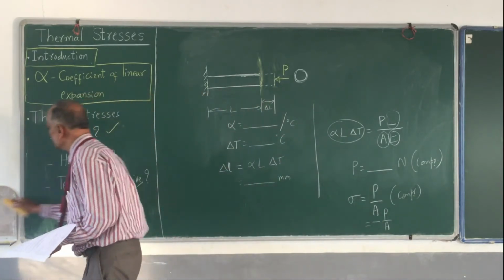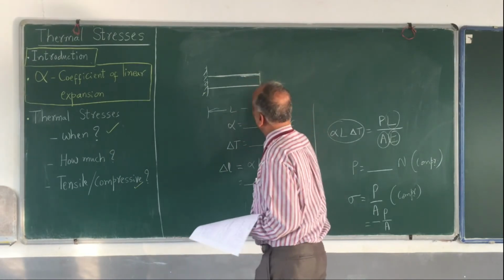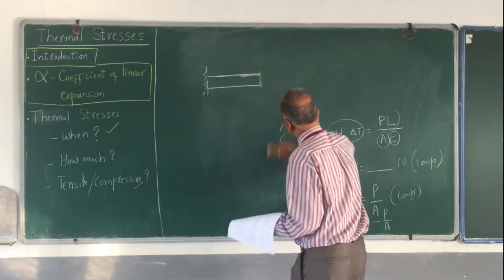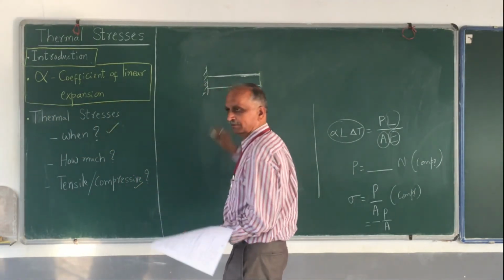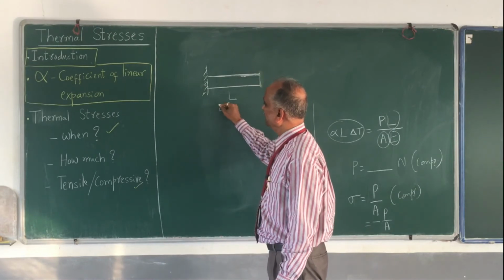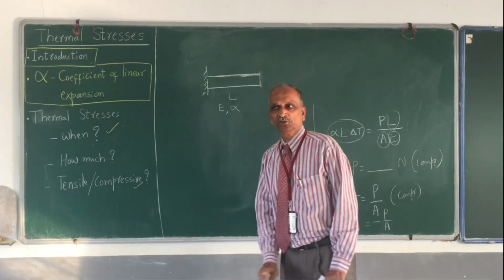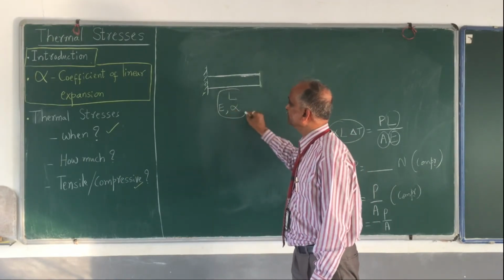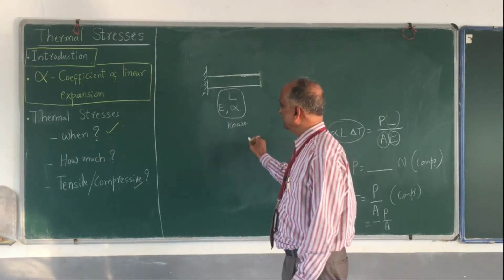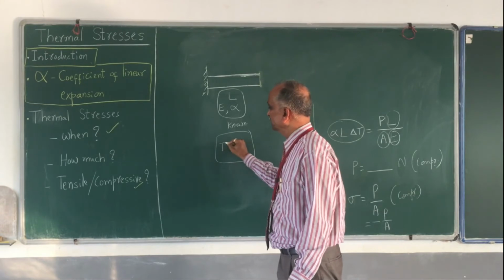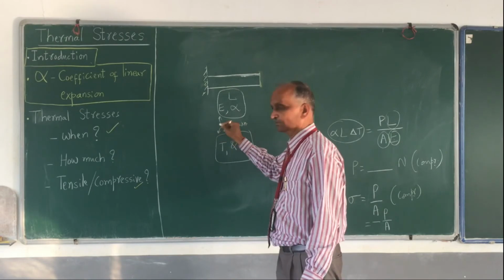Okay, I have another situation, slightly different now. Similar problems are there in the question paper also. I have a bar. What is this bar? This bar is of length L. It is made of a material whose Young's modulus is E. It is made of a material whose alpha is so much. So all these are known. Then what else do I know? I also know T1 and I also know T2. These are also known.